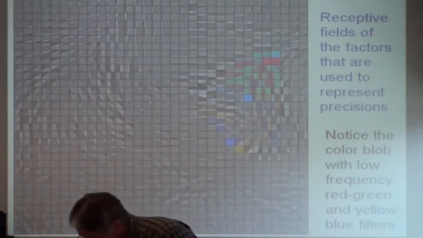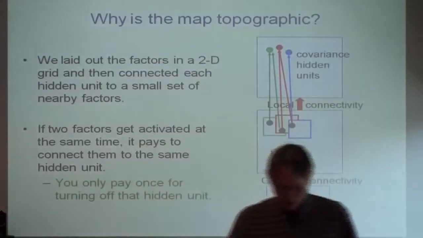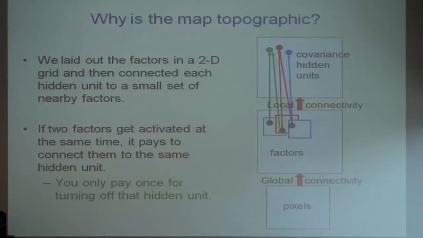So the way we get the topographic map is that there's global connectivity from the pixels to the factors. So the factors really are learning local filters. And the local filters start off colored and gradually learn to be exactly black and white. Then there's local connectivity between the factors and the hidden units. So one of these hidden units will connect to a little square of factors. And that induces a topography here.